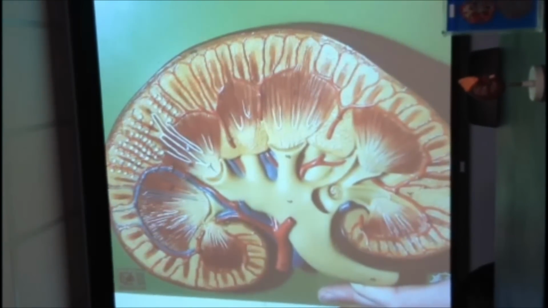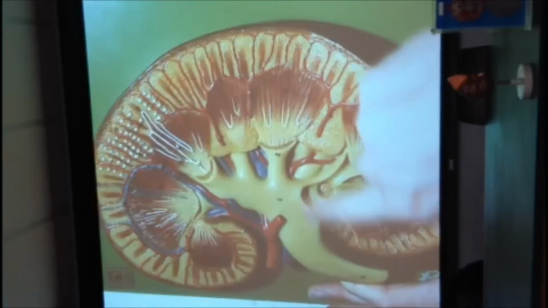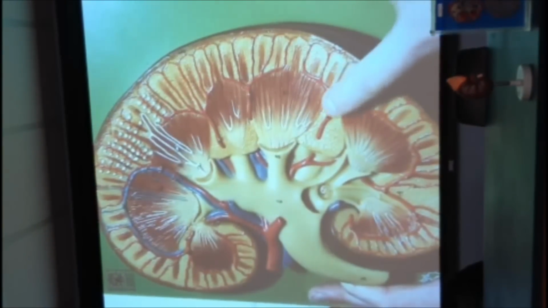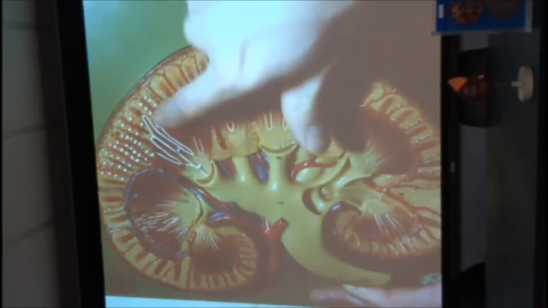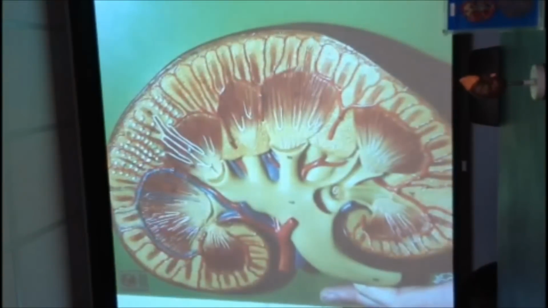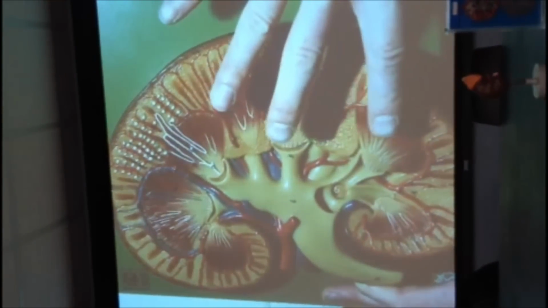And if you look, there are yellow areas that extend inward toward the renal pelvis, which is right here. You don't see them everywhere, but those are called the renal columns. And the renal columns are just extensions of the renal cortex.